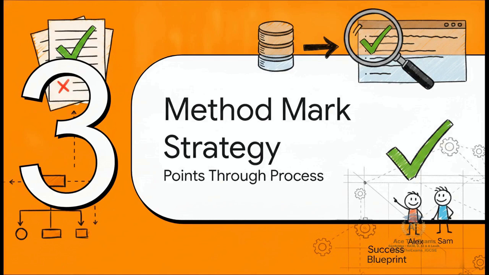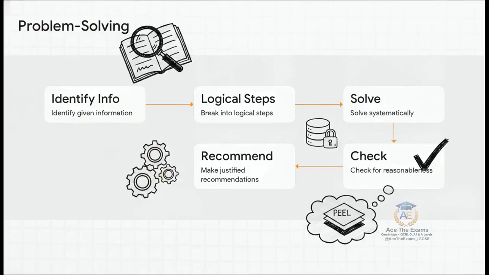Welcome back. Let's push into Section 3, the method mark strategy, securing points through process. So, the crucial point here is that in Cambridge computer science exams, marks are frequently awarded for the process itself, not just the perfectly compiled final code. If your final SQL has a slight missing comma or a tiny syntax error, you might lose one accuracy mark, but you can actually scoop up the vast majority of the marks if your method is logically sound. This is the ultimate safety net.